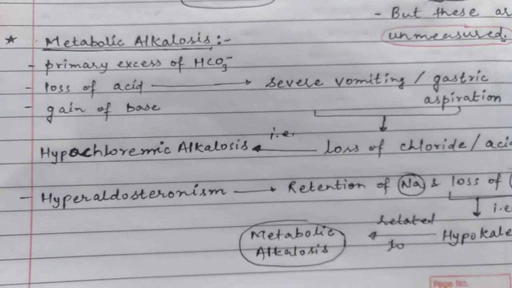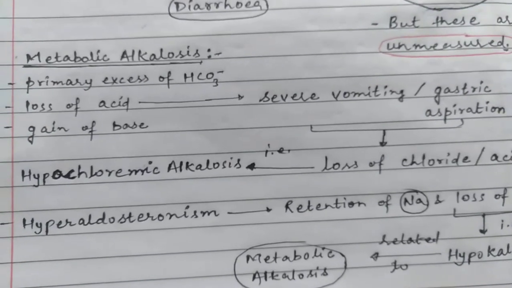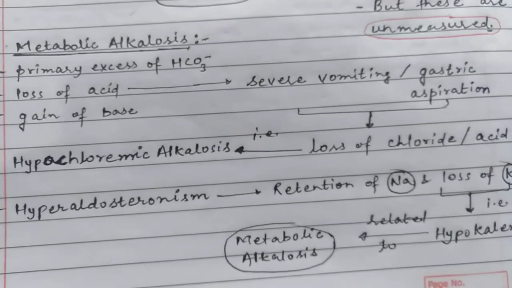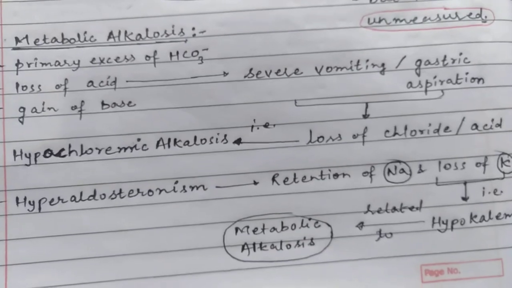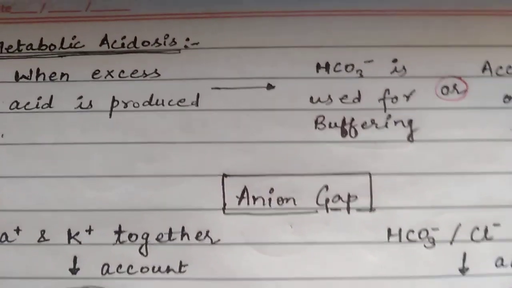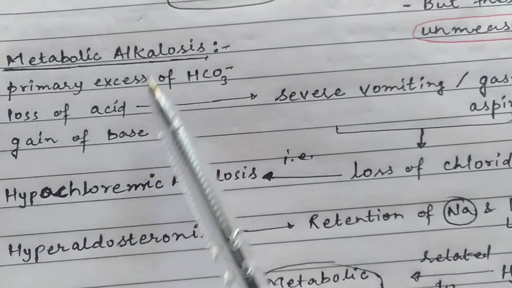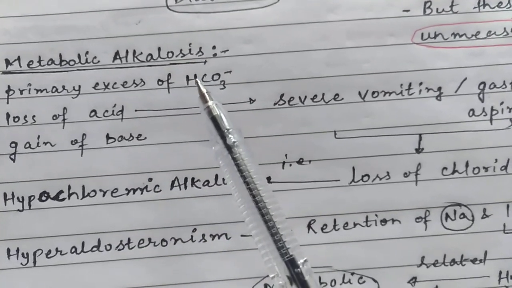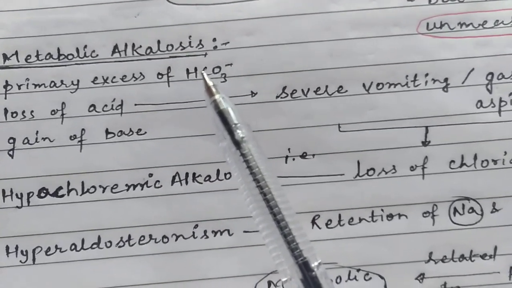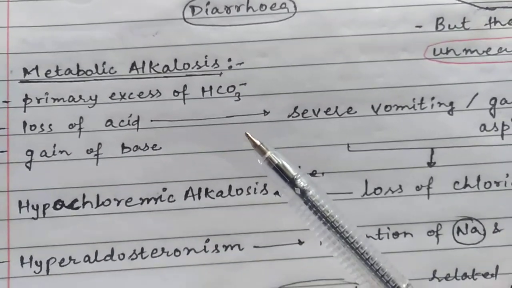Yes students, next we will discuss metabolic alkalosis. As we have discussed, in metabolic acidosis the acid increases in our body. Similarly, in metabolic alkalosis, the base component increases. So bicarbonate increases in our body.